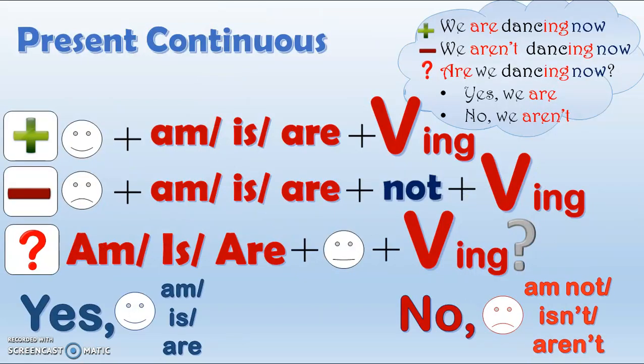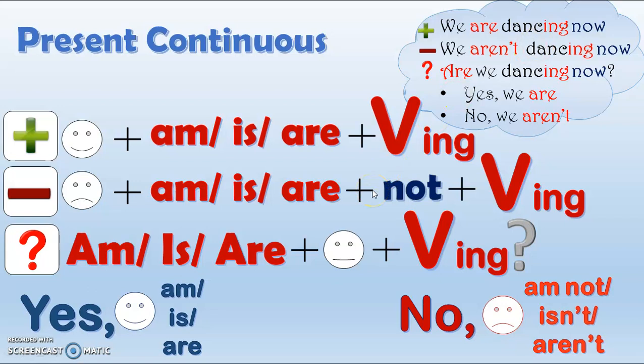Present continuous. How we form present continuous, we all know and we have reviewed in our previous videos. It's formed with the verb to be in present simple plus verb plus ing.